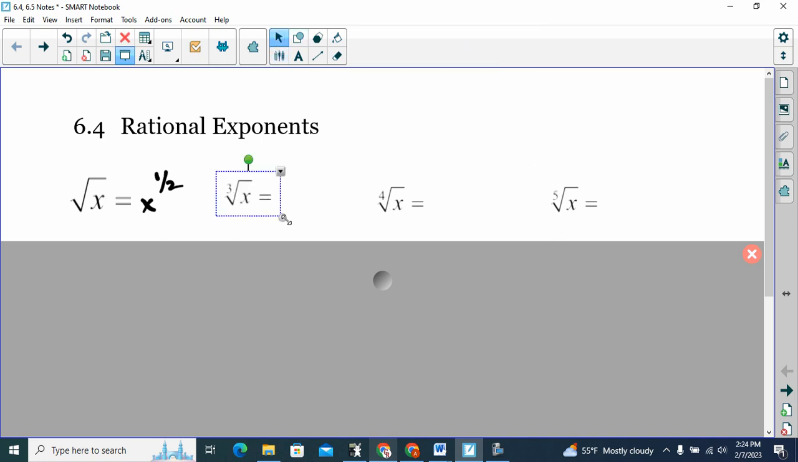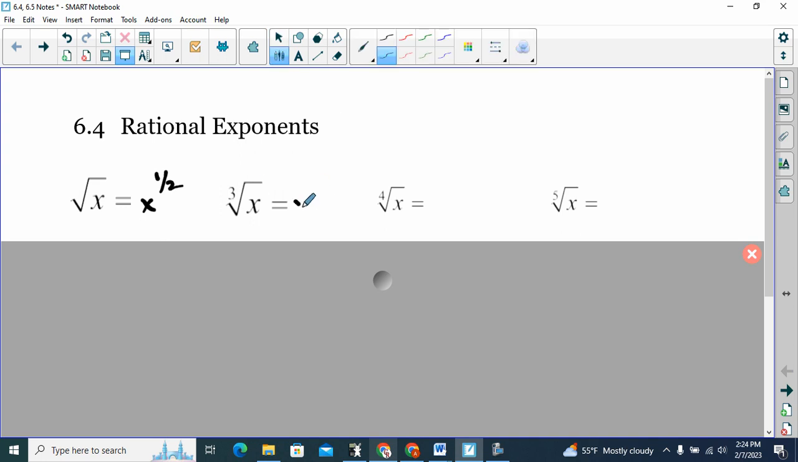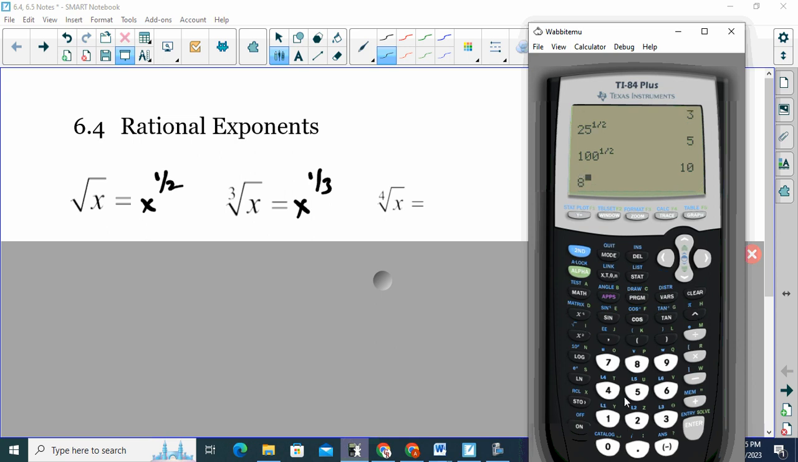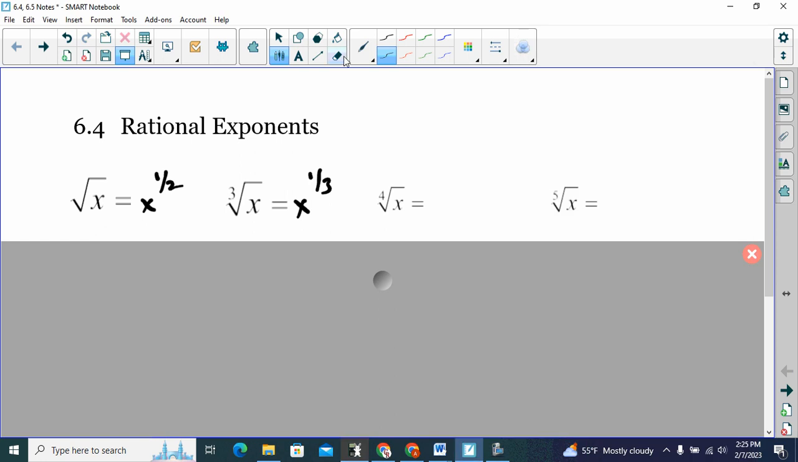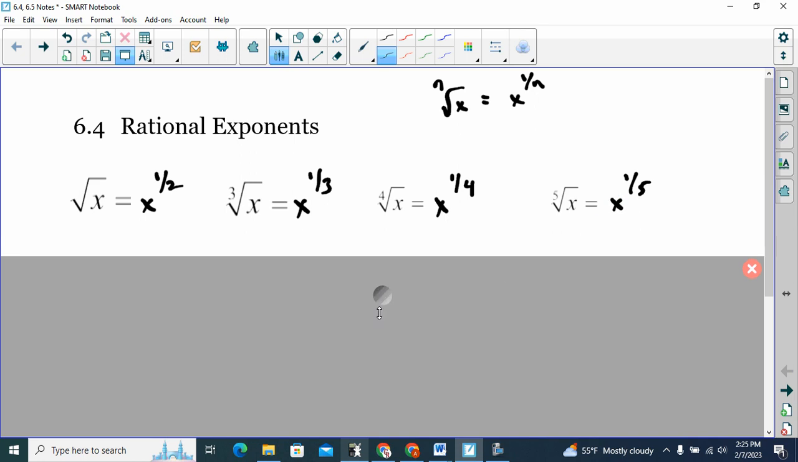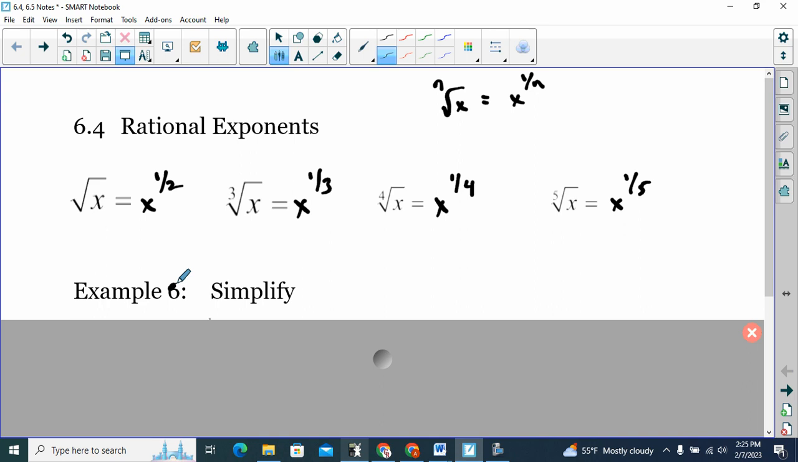We could do that with other ones as well. A cube root is the same thing as the 1/3 power. You can verify that by typing in 8 to the 1/3 power. Cube root of 8 is indeed 2. Fourth root is the same thing as the 1/4 power, and so on. Fifth root and 1/5 power are the same thing. Basically, the nth root of x is the same thing as x to the 1 over n power. So typically what we will be doing on these types of problems is we will be asked to simplify them.